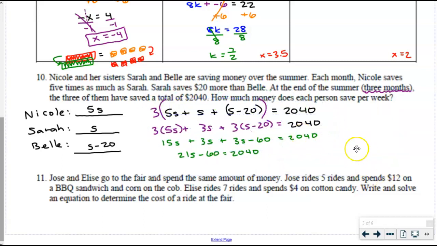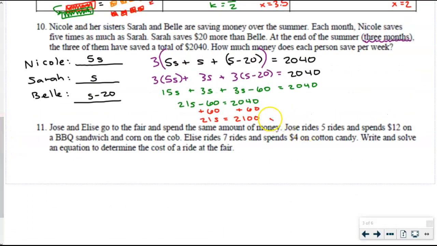Now that it's set up, the solving part is easy. We're going to add 60 to each side. That leaves me with 21S, which is equal to 2040 plus 60, which is 2100.